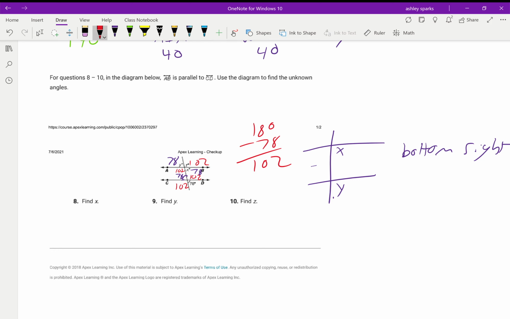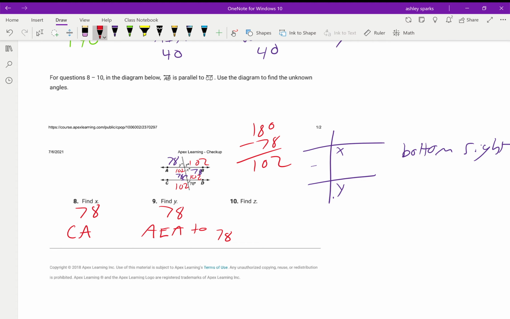So let's think about this. 78 and my x, they are equal. They're both 78 because they are corresponding angles. They're in the same place is what I mean there. Y is also 78 because it is an alternate exterior angle to that original 78. That means they're both on the outside and opposite sides. Again, you probably saw them in your reading.